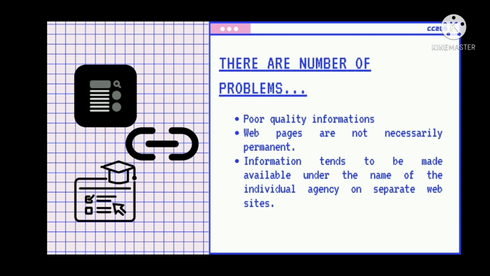Fourth, a lot of the information is of poor quality. Therefore, its status may be unclear. Fifth, the information itself may change. Web pages are not necessarily permanent. And the last one: information, for the obvious reason that this is easy, tends to be made available under the name of the individual agency on separate websites rather than by subject or geographic area.